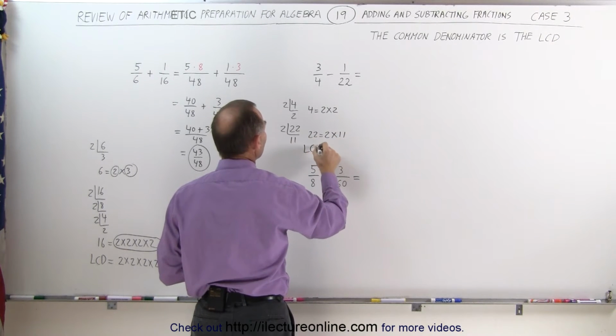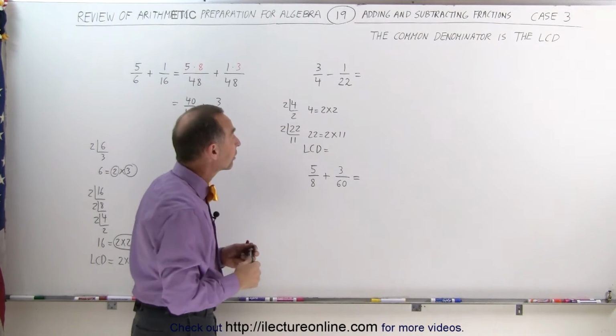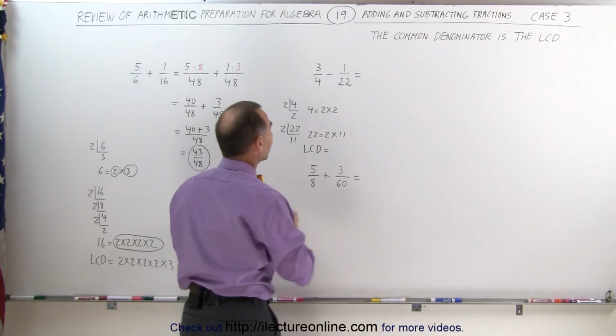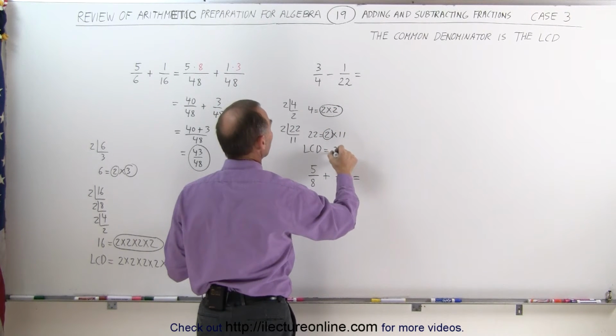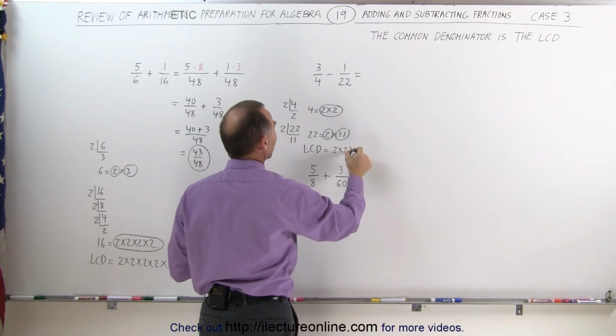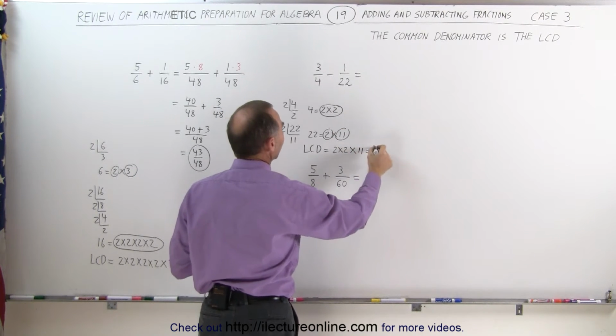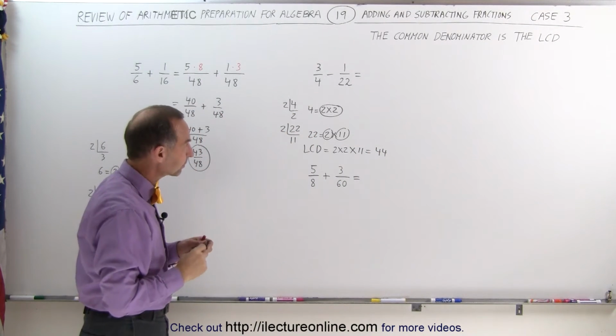To find the LCD, I need to find the greatest number of the common factor. Notice that here I have 2 2's. I only have 1 2 here, which means 2 times 2 goes in here. And then I have 1 11 here. I must multiply this times 11. 4 times 11 is 44. That becomes the lowest common denominator.